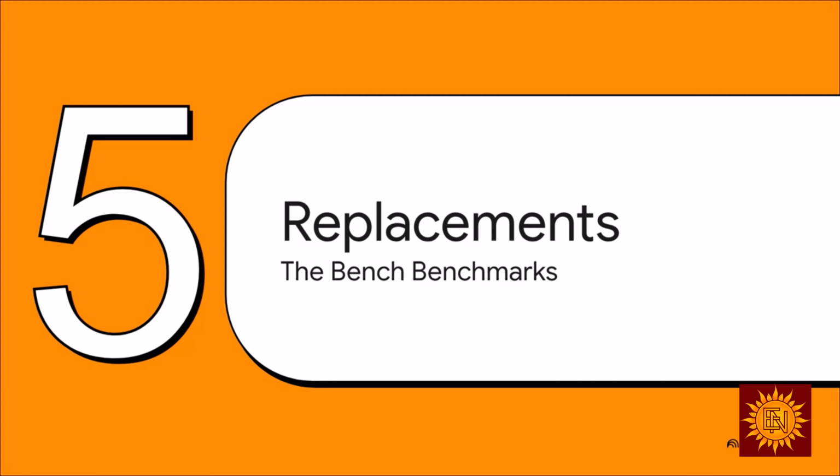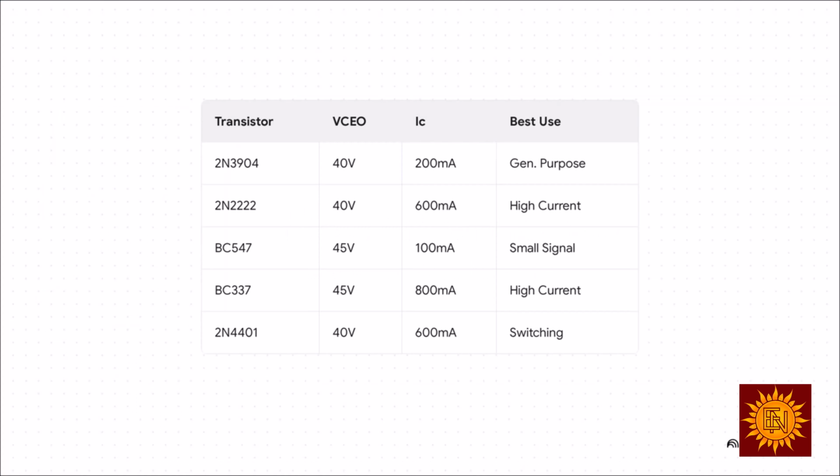Let's move to part 5 and see how this all builds up, finding a replacement, or what I call the benchmarks. So what exactly happens when your circuit suddenly demands 500 milliamps, or you just accidentally blew up your very last 2N3904 and desperately need a substitute? Comparing the data is a total lifesaver here. Look at the 2N2222. That is your best general replacement for switching because it handles up to 600 milliamps, literally 3 times the current of our 3904.